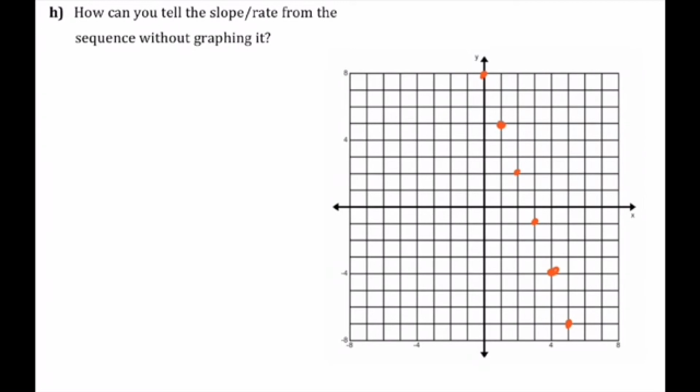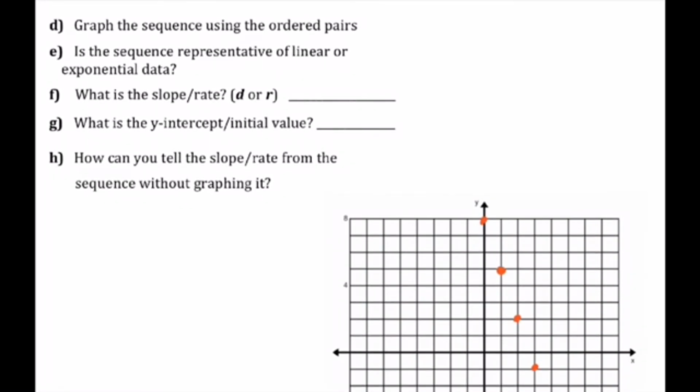Okay. So we don't want to connect these dots. All right, but this is the graph of the sequence. Now, we can write the equation that represents the sequence. So that's where we're going to go and look at these other questions. So E, is the sequence representative of linear or exponential data? That represents linear data, okay? And you can see how it's going in a line. Like if you were going to connect it, it would be a line.